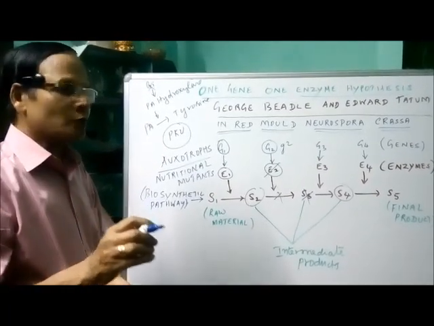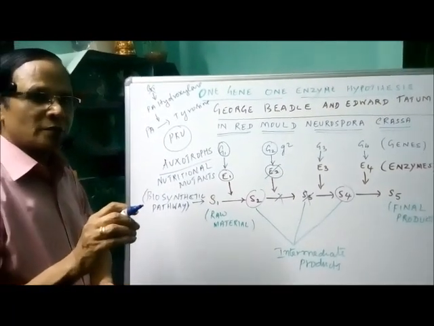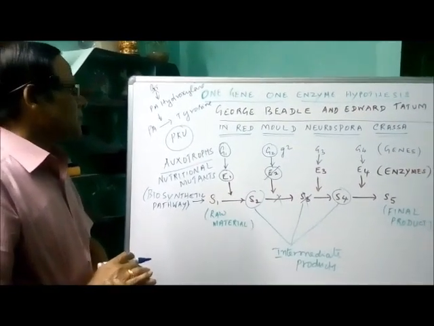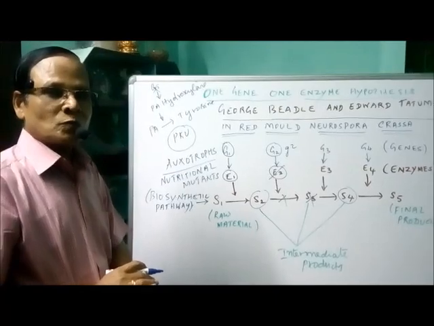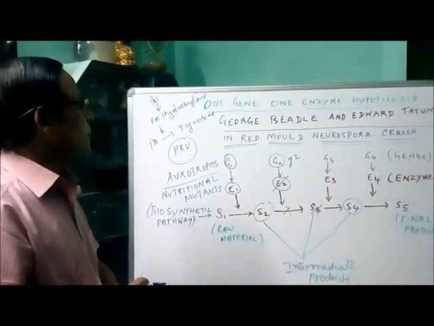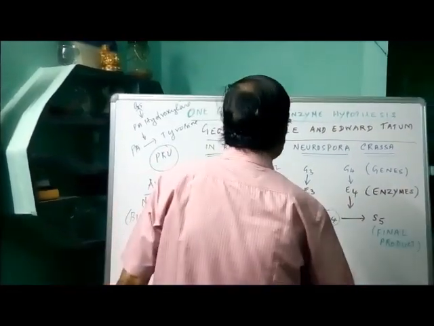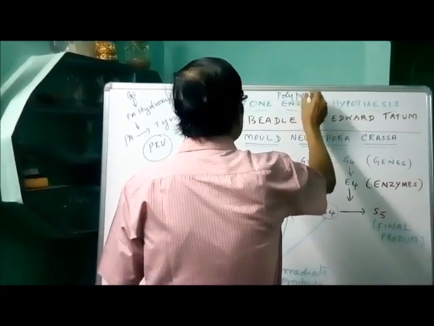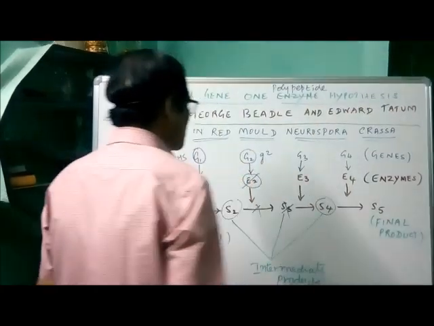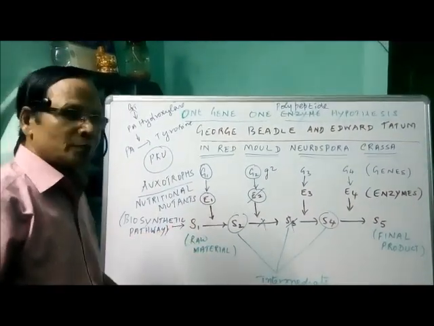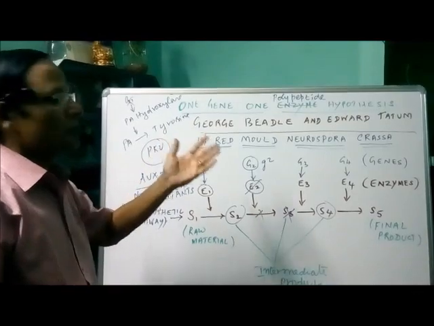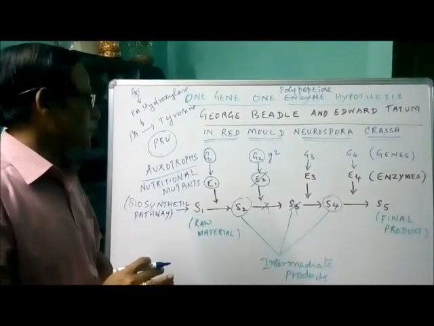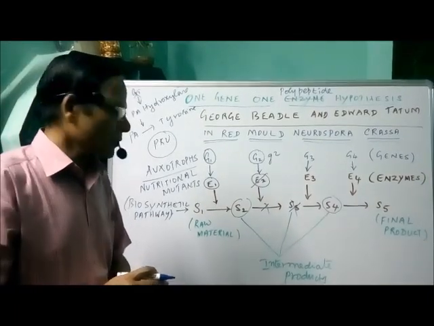Each gene is responsible for the production of just one enzyme which catalyzes a particular step. But later, this concept of one gene, one enzyme was replaced by the one gene, one polypeptide hypothesis. Here, the enzyme is made up of many polypeptides. It is not made up of only one polypeptide, but of many polypeptides. So they have modified the concept.